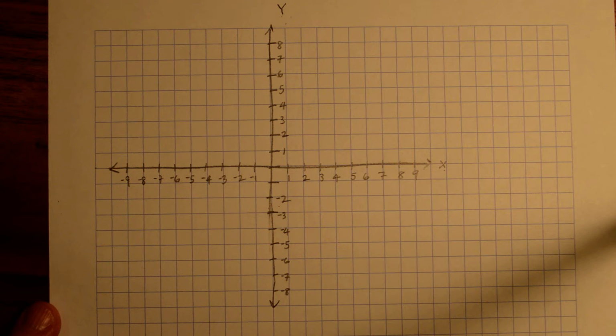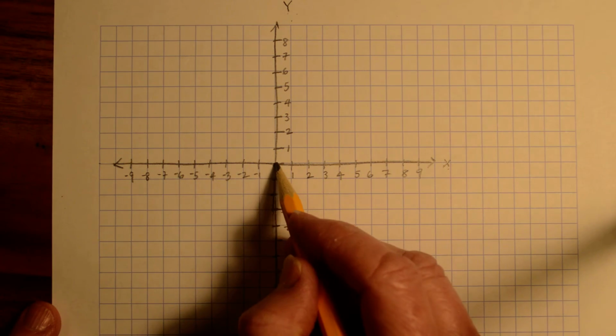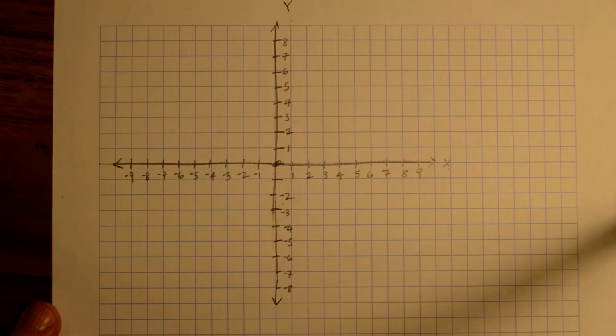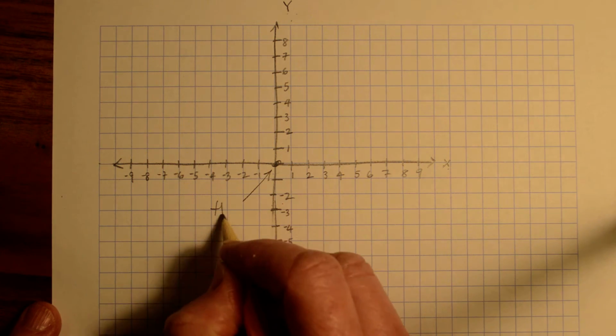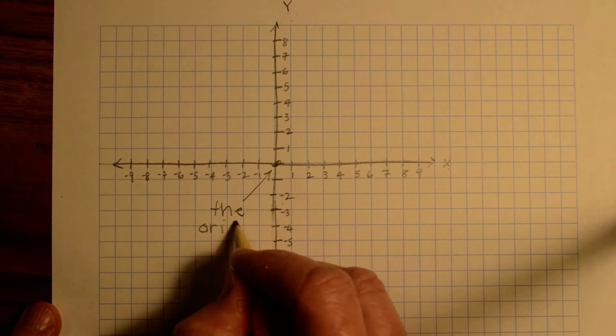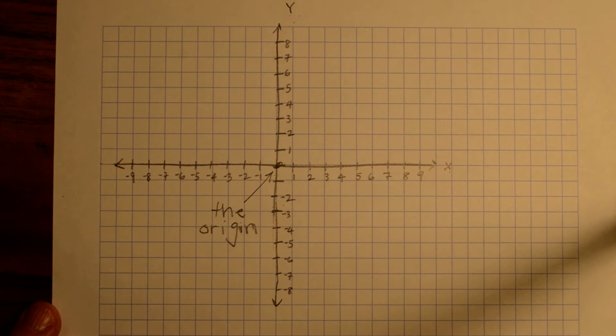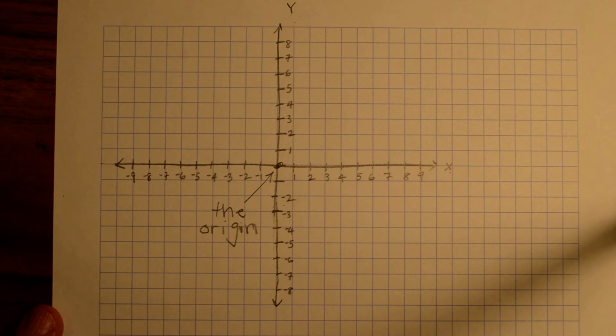Okay, so first of all, there is this special point right here where the two axes cross, and this point is called the origin. And basically everything happens from that point. All right, and we'll see that in just a minute when we start putting points on the graph.